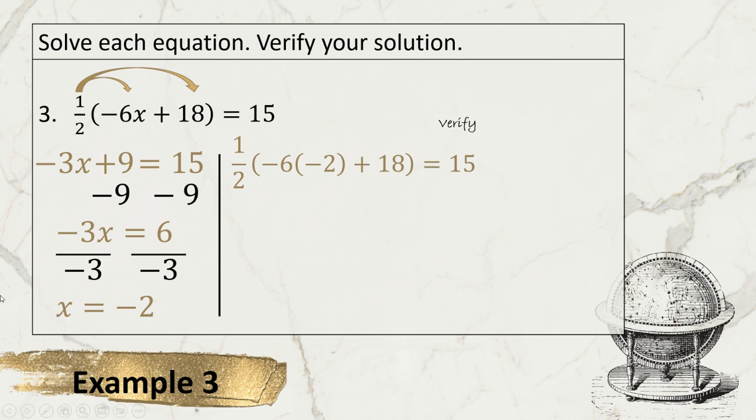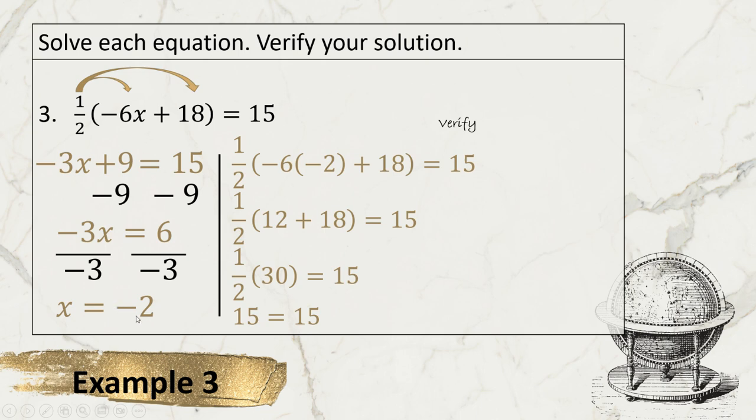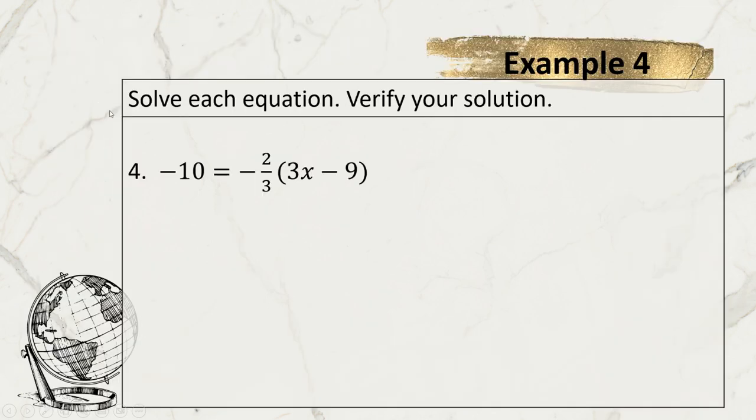Okay, so now when we simplify this, we get 1/2 times 12 plus 18 equals 15. -6 times -2 gives me a positive 12. Negative times a negative is a positive. And 12 plus 18 gives me 30. So I have 1/2 times 30 equals 15. And of course, we know hopefully 1/2 of 30 is 15. So 15 equals 15, and we know our solution was correct. Okay. We get our solution and we plug it in and verify by substituting to check and see if it's correct. Okay, let's check number 4.